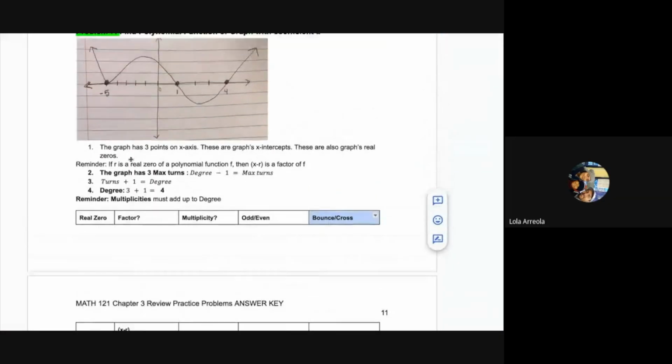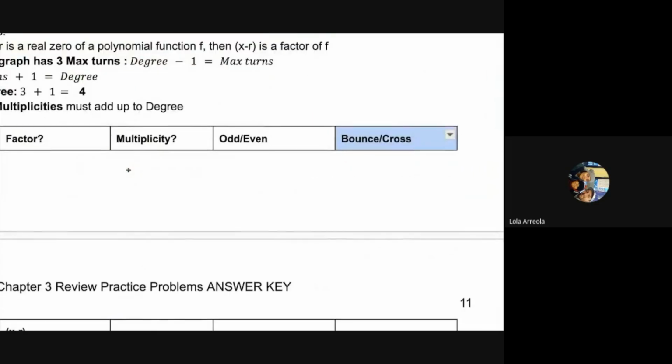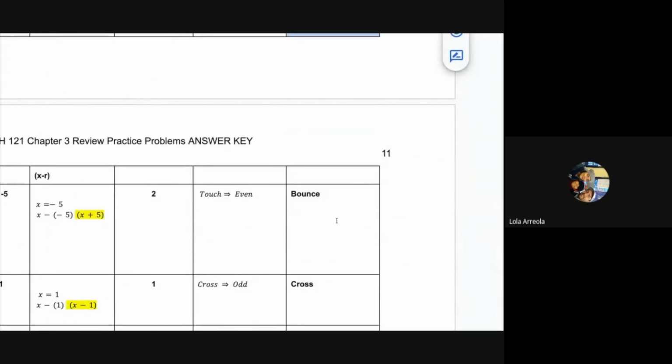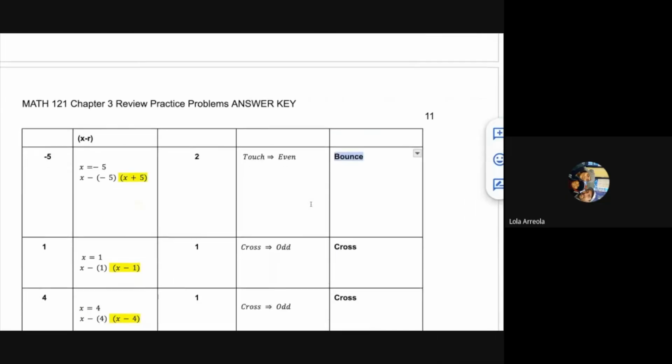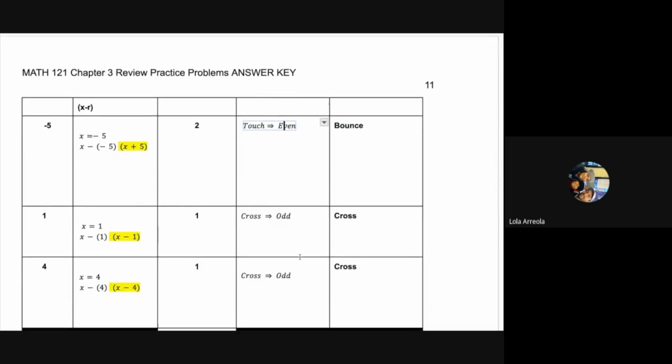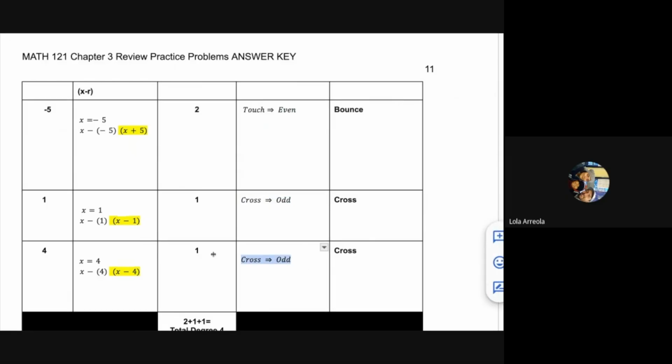However, you guys see the difference between 1 and 4 and -5. At x equals -5, it does not go through the point. It doesn't go from this half to this half. It bounces off. All right, so this is called a bounce or a touch. And at x equals -5, I have a touch. So that means that my multiplicity must be even for it to bounce. My multiplicity must be odd for it to cross.